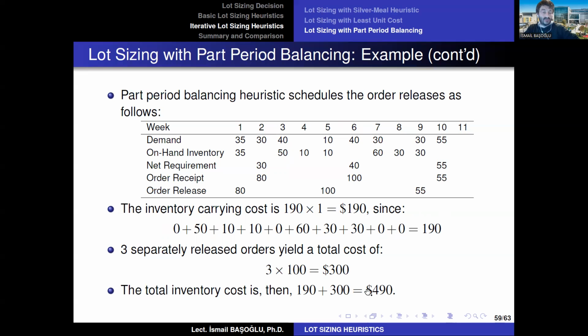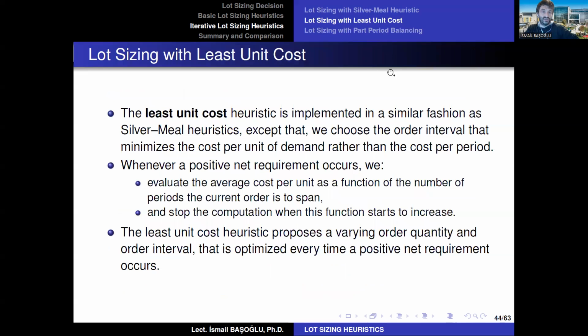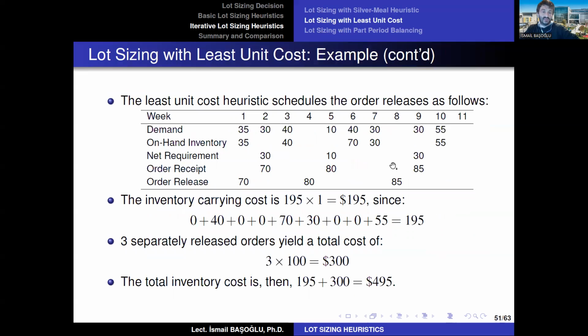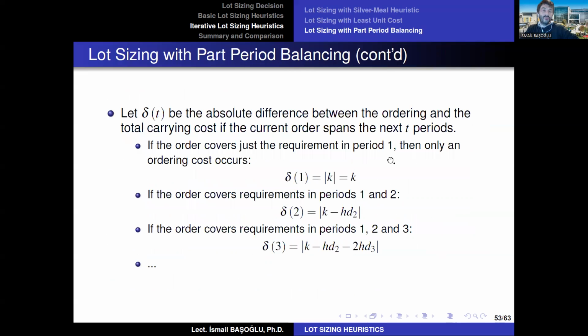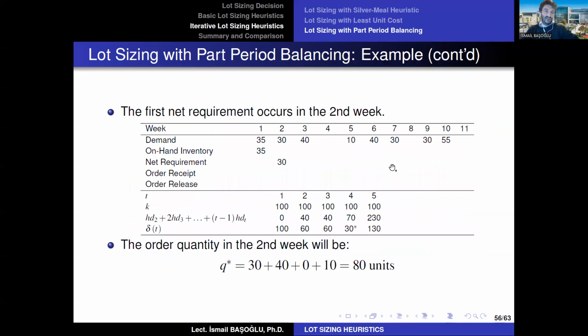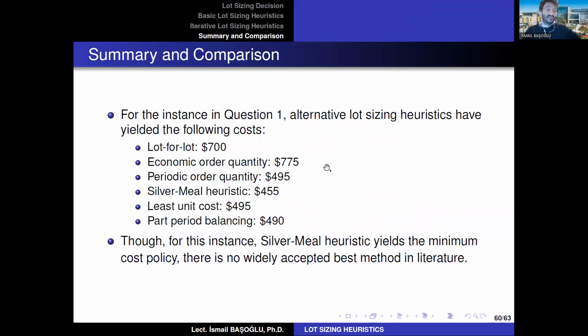Now, this result is no better than the result that we have achieved in the silver meal heuristic, but it is $5 better than the result that we have achieved in the least unit cost heuristic. So part period balancing is better, for this instance, than the least unit cost heuristic. Now, as I have told you, it is not actually very practical to make a generalization at this point. So we cannot simply say just because silver meal heuristic does a lot better compared to the other heuristics in this problem, that it will always do better than the other heuristics.